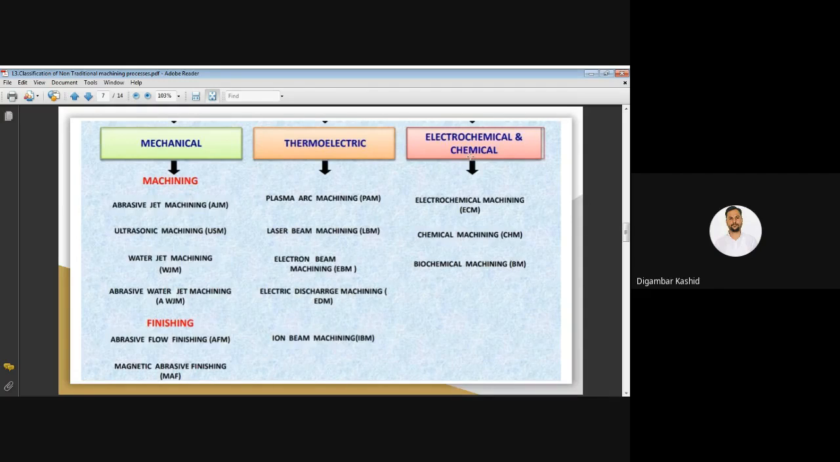Because of the properties of your workpiece, depending on those properties you need to select the agent during chemical machining. So there is a limitation of chemical machining also.